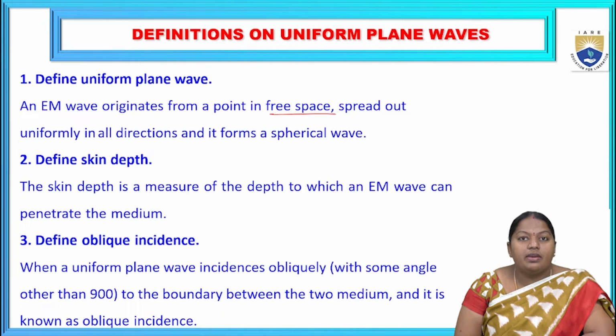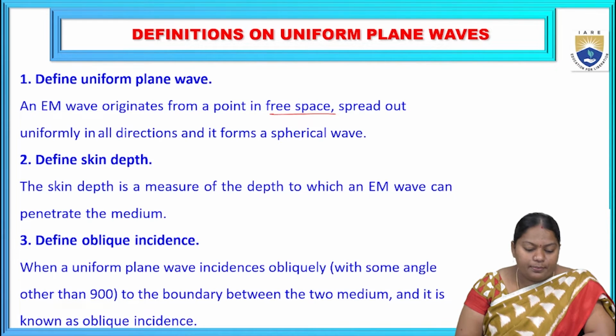A uniform plane wave is a wave whose directional components are uniformly distributed in all directions, right? In order to define this, we must first consider the free space medium. The definition: an electromagnetic wave originates from a point in free space and spreads out uniformly in all directions, and it forms a spherical wave.